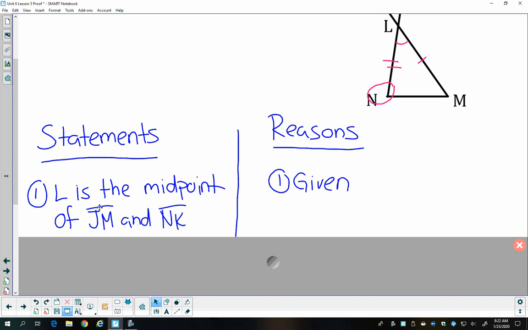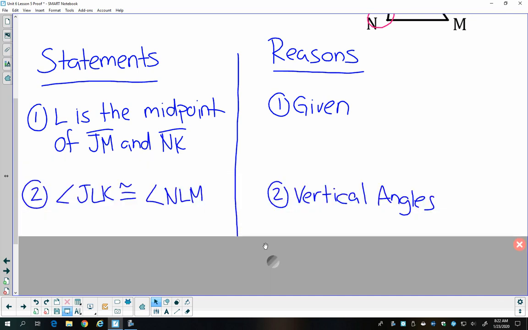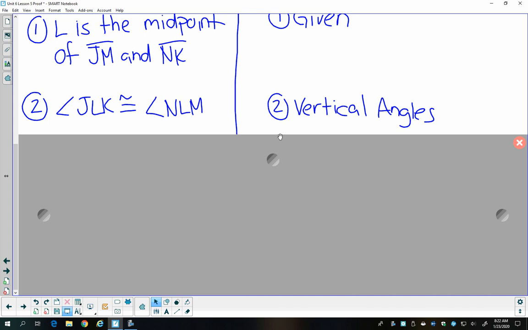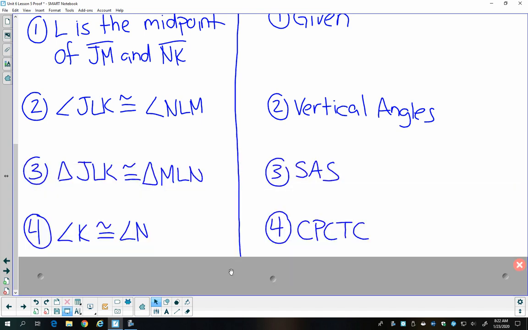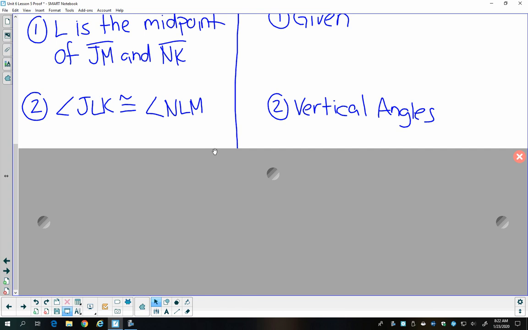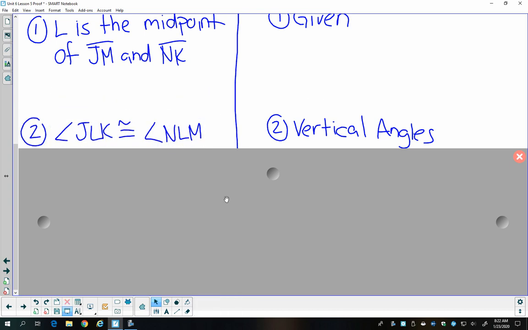Always start with our given information about L being the midpoint. The thing we know as a result of L being the midpoint is that those... Oop, I went out of order, sorry. I'm going to skip here. Oops, I even skipped a step. Well, this is a good example of how we have to justify everything. So I skipped a step here.